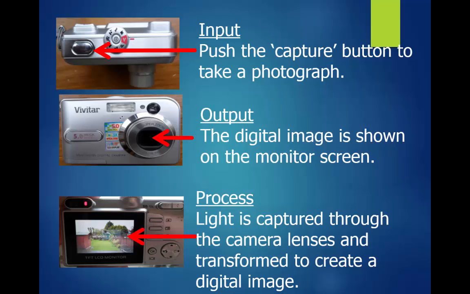Now this is an example with a camera. We push the capture button to take a photograph. This will be the input. The digital image is shown on the monitor screen. This will be the output. And the process will be the light, which is captured through the camera lenses and transformed to create a digital image.